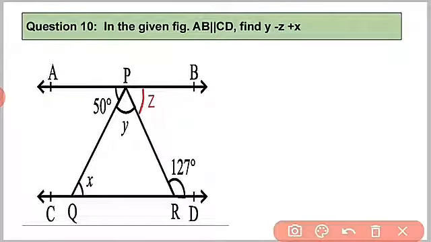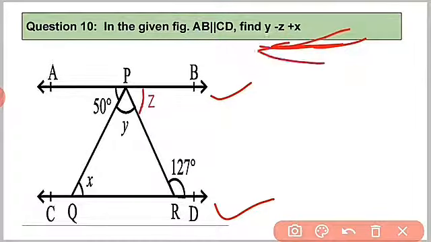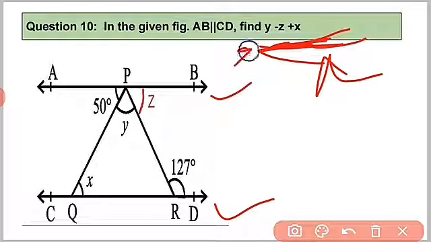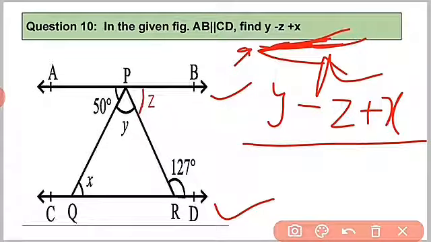In the last question, AB is parallel to CD. We have to find the value of y minus z plus x. Children, note that this is not a question in particular. It can be asked otherwise also. I have changed this question a bit, and you just have to follow what is being given in this question. It is just that we have to put the values and solve the operation.